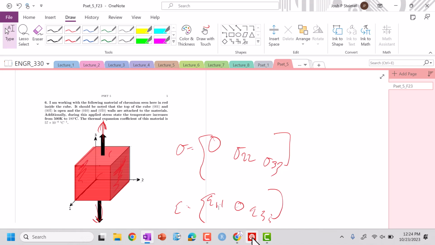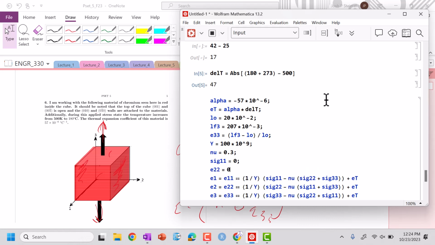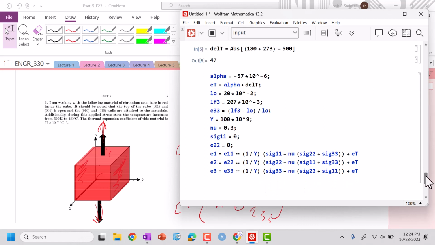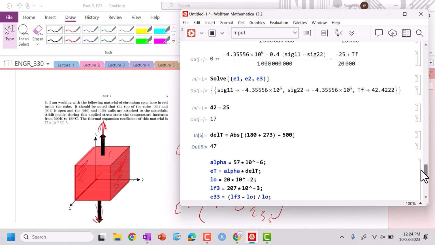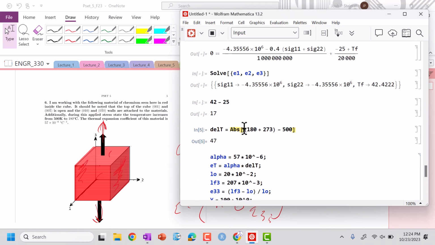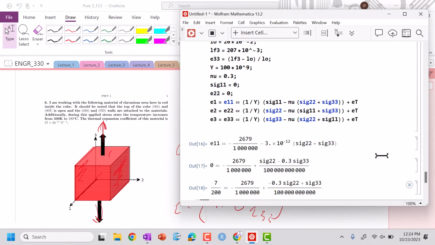So we're going to say that sigma 1-1 is 0. We're going to say there is an E11. We're also going to say that E22 is 0. And we have our alpha, we have all those other good things. Actually, excuse me, an alpha of 57. Our delta T is going to be the negative here, so not absolute. So when we solve this, actually, let's make sure.